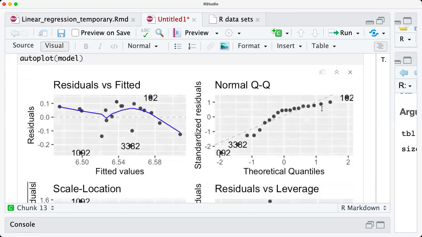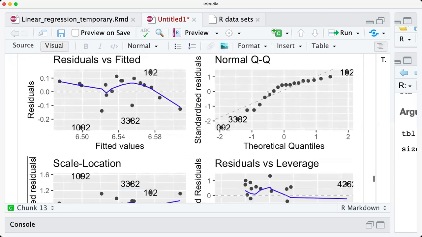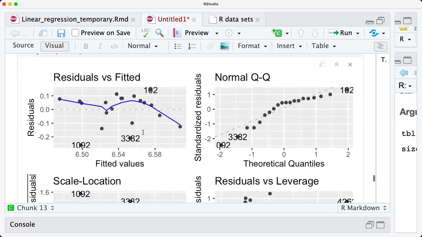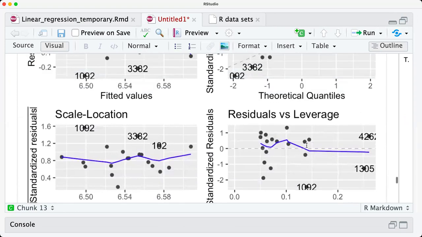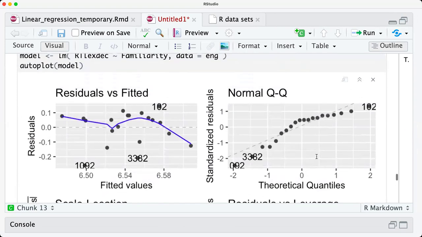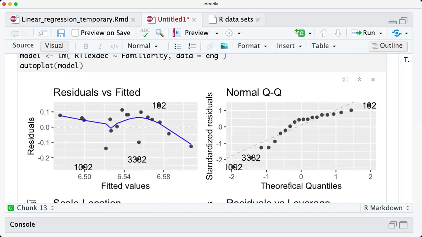And this function autoplot gives me some statistics with which we can check if the hypotheses are satisfied. And the most important is this quantile to quantile plot, normal quantiles and theoretical quantiles put together, and these residuals.